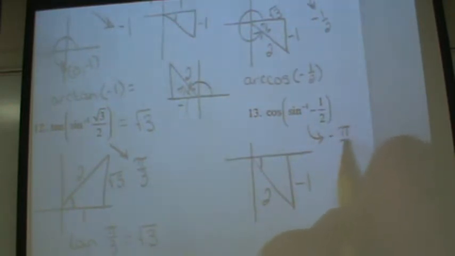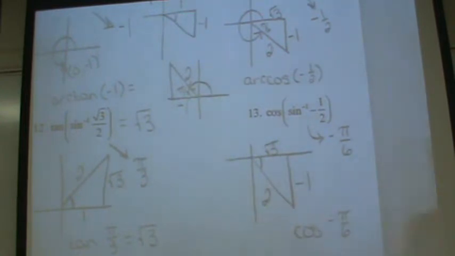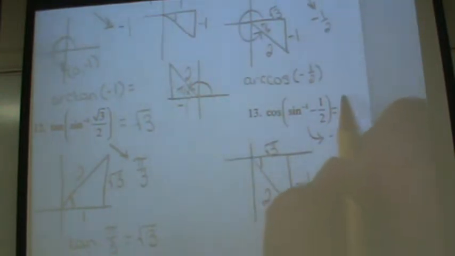Negative pi over 6. So now we want to take the cosine of that negative pi over 6. Again, we need our adjacent side, which is root 3. So what is the cosine of negative pi over 6? Adjacent over hypotenuse, which is root 3 over 2.